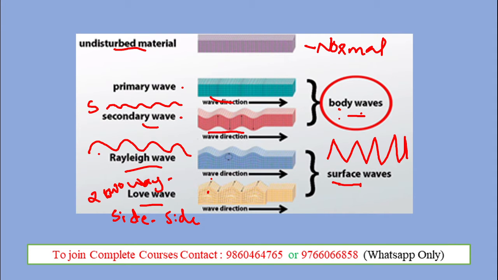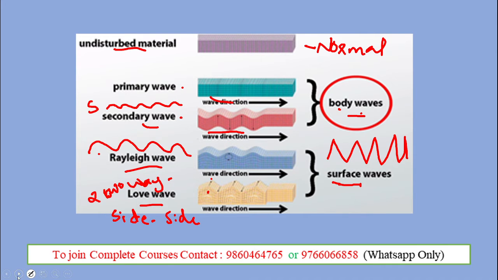The body wave is like a horizontal movement. The primary wave has no change in manner, but there are some changes we can only measure on the Richter scale. And the secondary wave is like a snake movement.